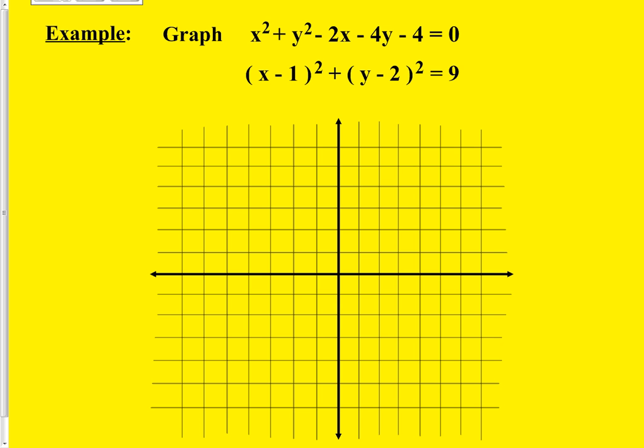Anyway, once you have that, you are pretty much free to graph it. You can read your center, you can read your radius, and you can draw your circle.